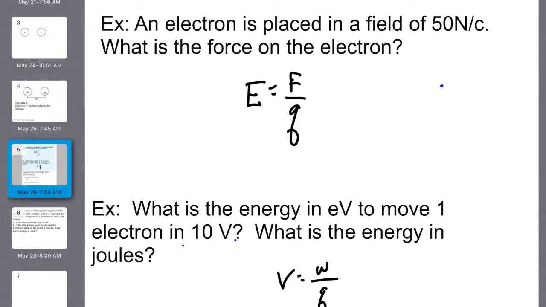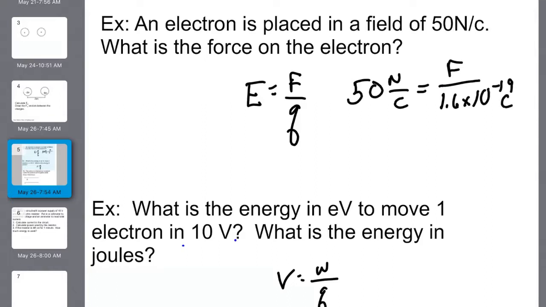Hi, all right, we're going to finish up this static electricity review. And we have an electron placed in a field of 50 newtons per coulomb. What's the force on the electron? So we know the field is 50 newtons per coulomb. We're looking for force. And we know that the charge of an electron is 1.6 times 10 to the negative 19th coulombs. So we multiply across and we find out the force is going to be 8 times 10 to the minus 18 newtons.